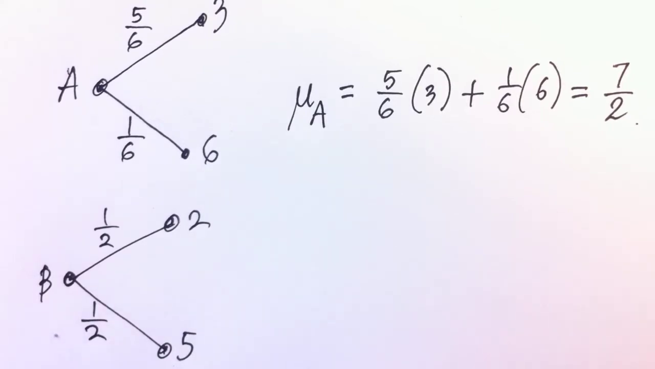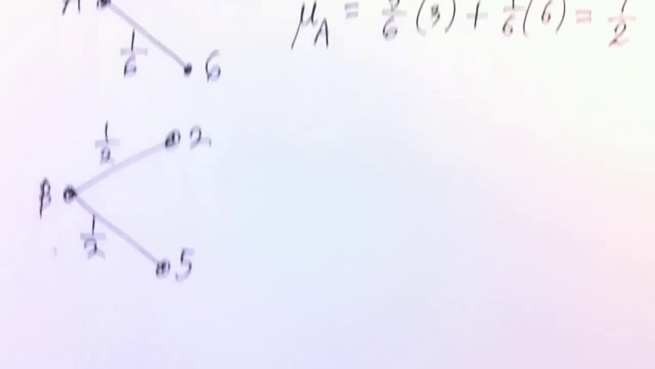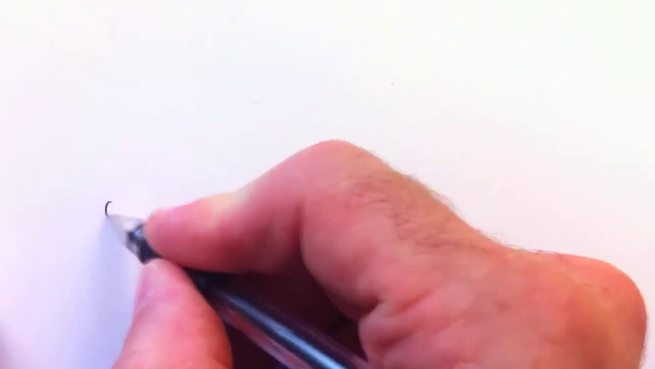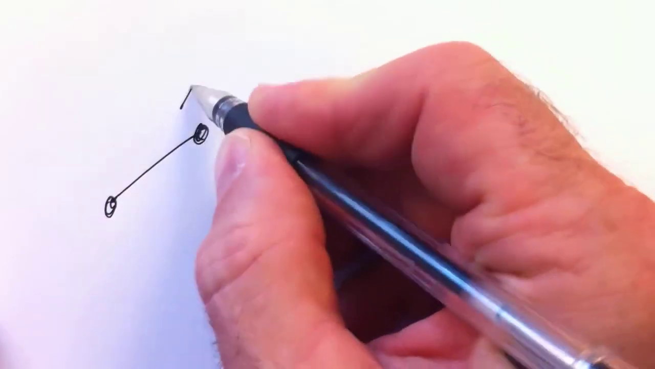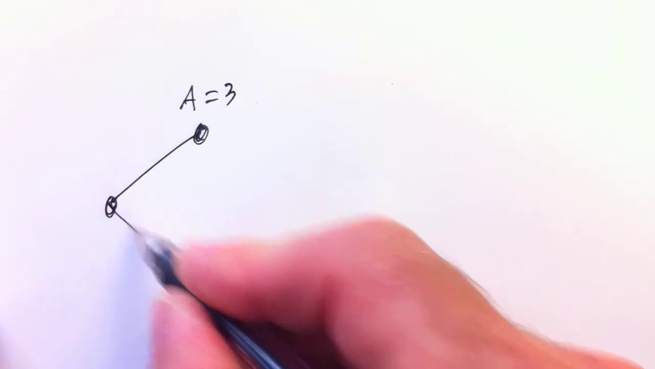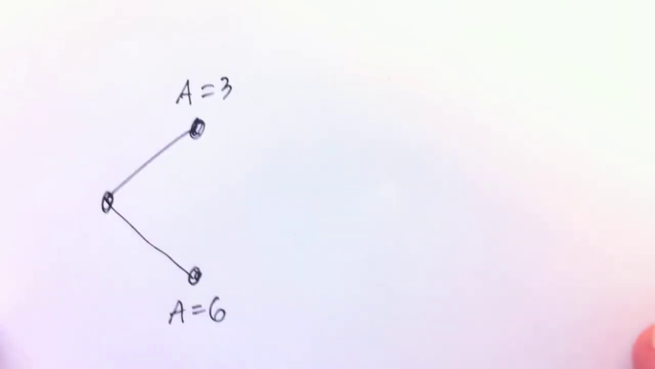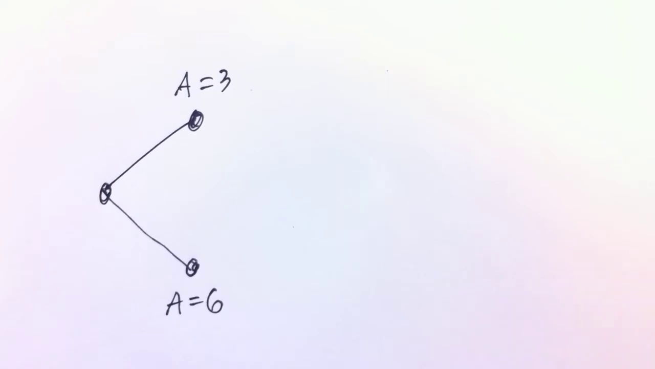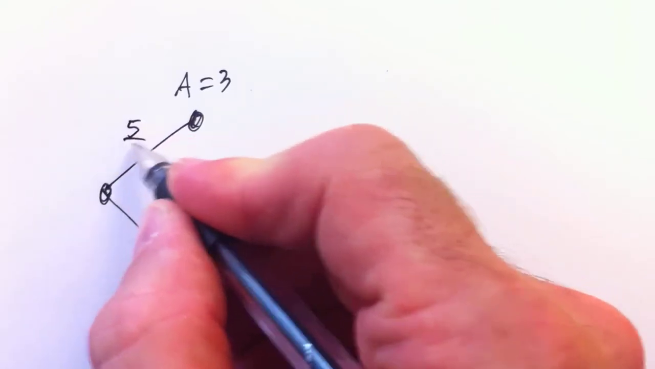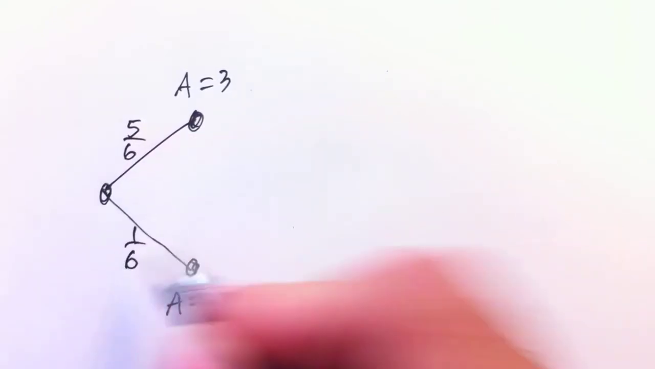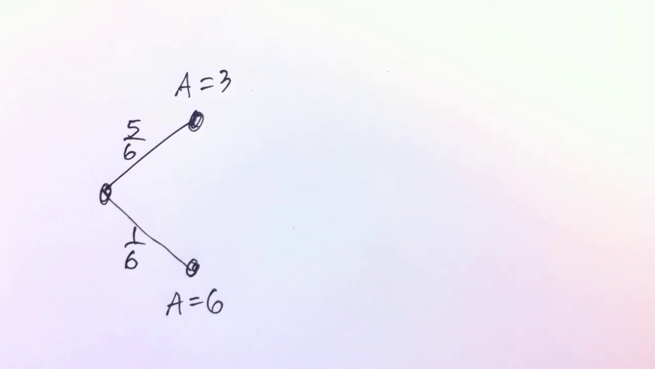If we perform an experiment where we roll both dice together, it may be combined into a single tree diagram as follows. Let's say we roll die A first. So I'll write A equals 3, and here A equals 6 are the two outcomes of rolling die A. This occurs with probability 5/6. This occurs with probability 1/6, and that's what we had previously.